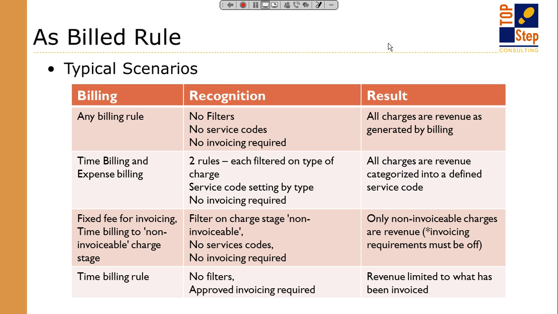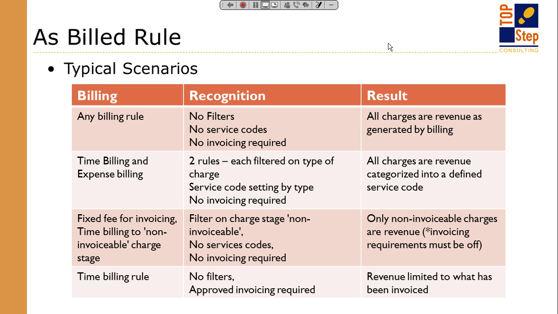You can actually set up different charge stages in the invoices module, and the charge stages can satisfy revenue policies or reporting needs such as write-offs, prepaids, things that are not invoiceable. You're using it just for comparative purposes. So the as-billed rule can have those filters based on types of charges to satisfy the time and expense billing situation, or you can filter by charge stage and only pick up charges from a certain stage.